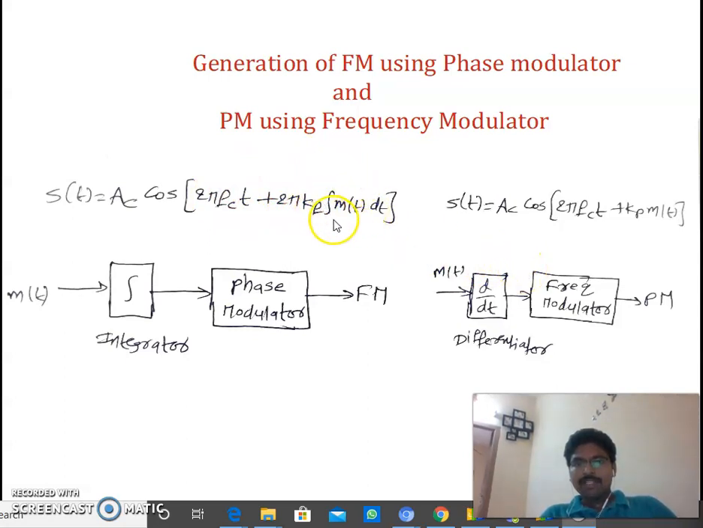See, here the integral of m of t is there. To get m of t, what do we have to do? We have to apply a derivative on this m of t. Derivative and integration both get cancelled here. So that's why the derivative of m of t is applied to the frequency modulator; the derivative of m of t and the integral of m of t both get cancelled, and we only get m of t here. So we will get the PM equation. In this way, by using an integrator and a phase modulator, we generate the frequency modulated wave, and by using a differentiator and a frequency modulator, we generate the phase modulated signal.